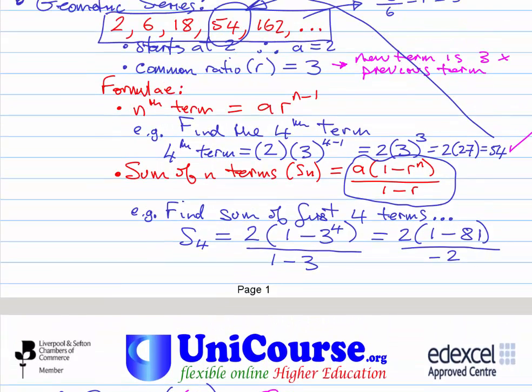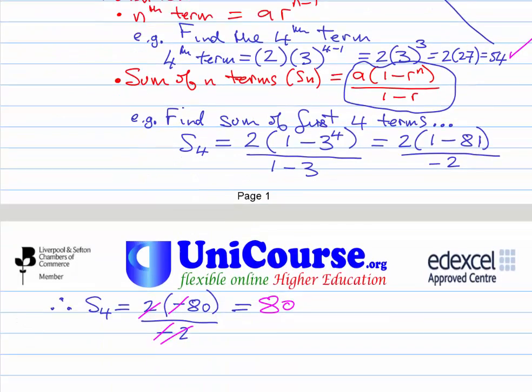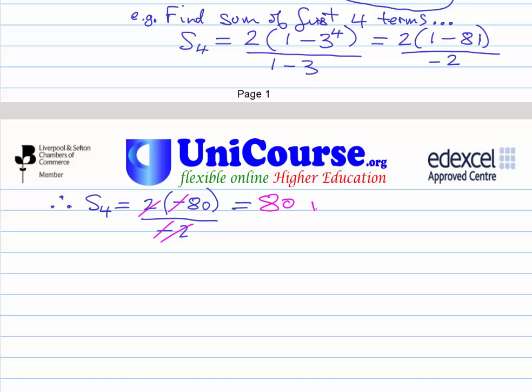So let's go back and have a look upstairs. The sum of the first 4 terms, so this lot here, you're going to add them up. That's 2 plus 6 gives us 8. 8 onto 18 gives you 26. 26 add 54 does indeed give you 80. So we're happy with that.